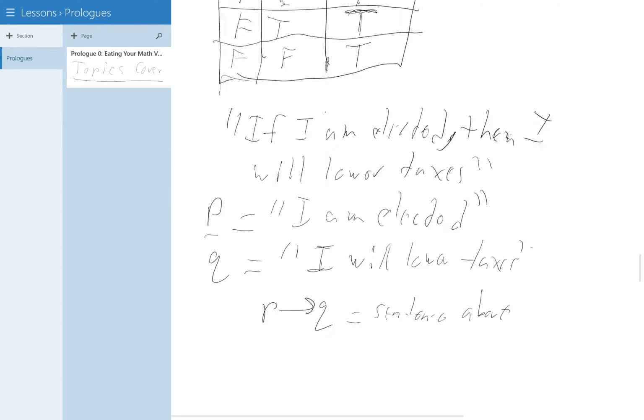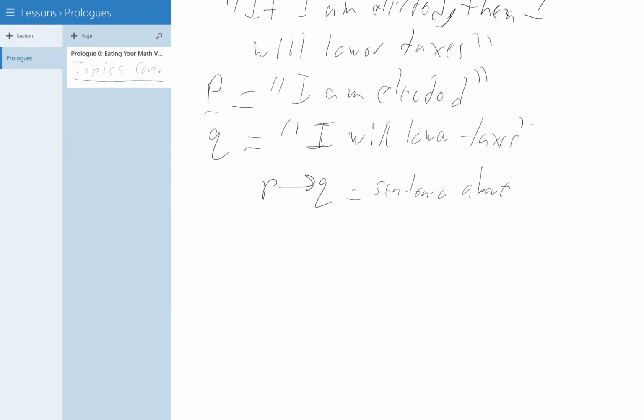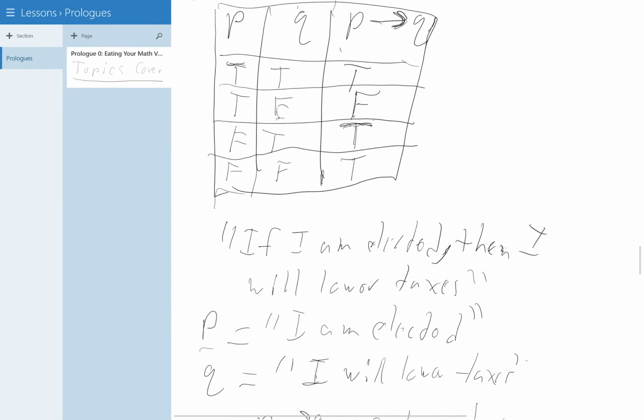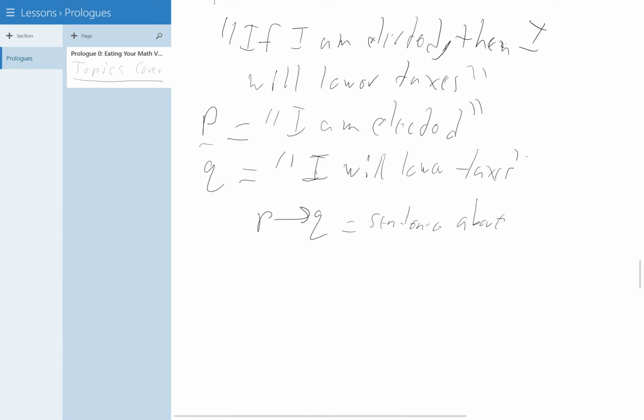Another example would be, if I get 100% on the final, then you will get an A. If your teacher told you that if you get 100% on the final, then you'll get an A, and you get 100, you better expect an A. That's what you want that statement to be true. The Q statement, which is you'll get an A in the class, should be true. And if it's not, then you'll get upset, hence why that overall P implies Q statement is false.